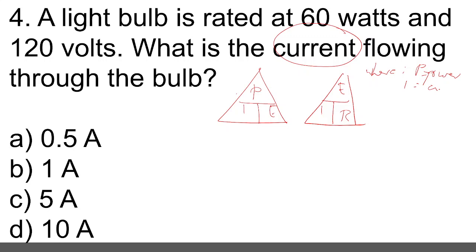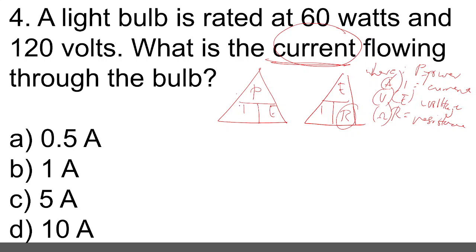I stands for current, measured in amperes. E stands for voltage, which is always measured in volts. And R is resistance, measured in ohms. I don't have to explain it because I already explained it earlier. Now, using this formula, we are looking for the current.